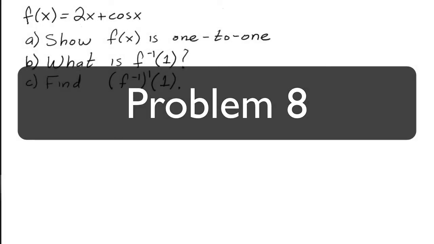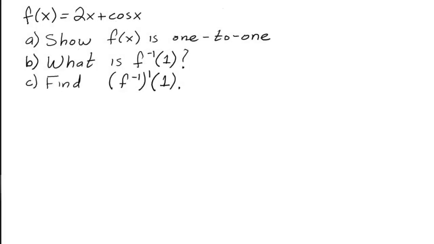So here we have a function, 2x plus cosine x, and we want to do several things to it. We want to show that it's 1-to-1. Then we want to find the inverse of this function at 1. And then we want to find the derivative of the inverse at 1. Now, one thing to notice, you remember that for a function to have an inverse, it has to be 1-to-1. But notice that you can't actually find the inverse of this function algebraically.